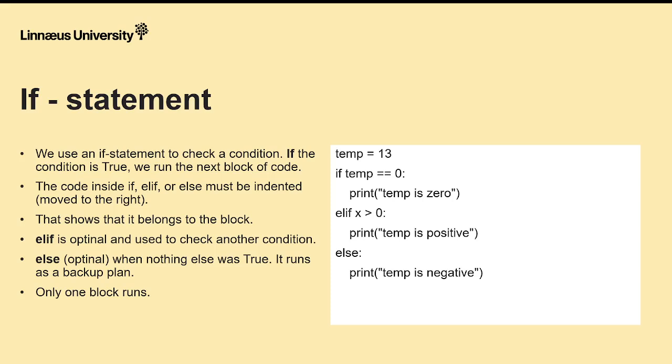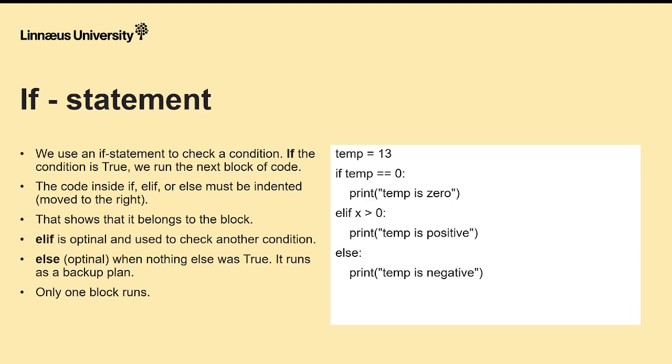An if statement. We use an if statement to check a condition. If the condition is true, we run the next block of code. For example, here we have temperature is equal to 13, and then we have a comparison. If temp equals 0, that means a comparison. That's not true because 13 is not the same as 0. Then we will not print temp is 0.